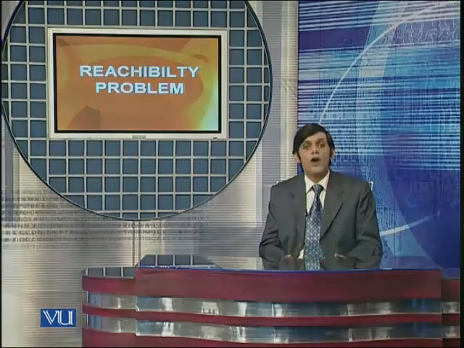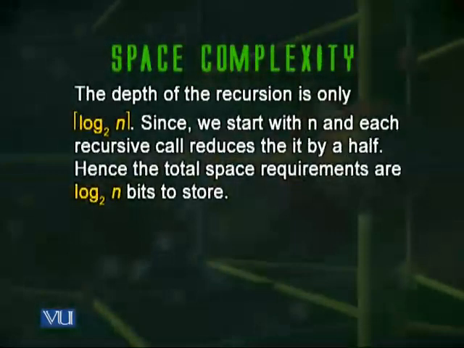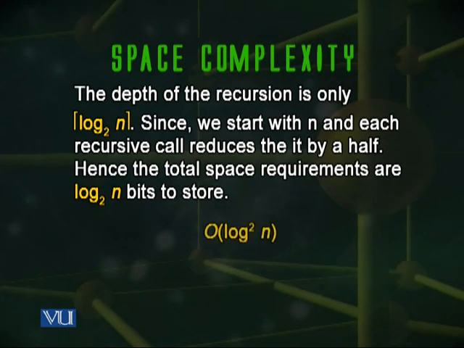If you take n and start halving it, before you reach 1, you would have halved it at most log of n times. Therefore, the depth of the recursion is only log of n, since we start with n and each recursive call reduces it by half. Hence, the total space requirement of this program is order log squared of n.